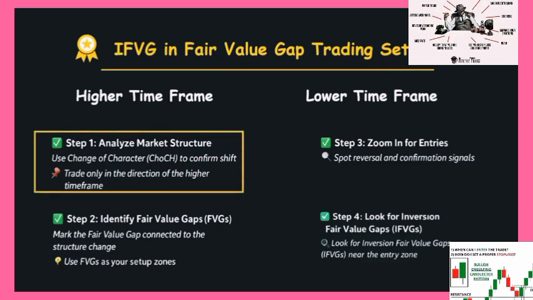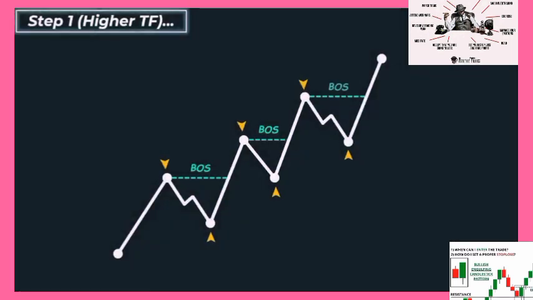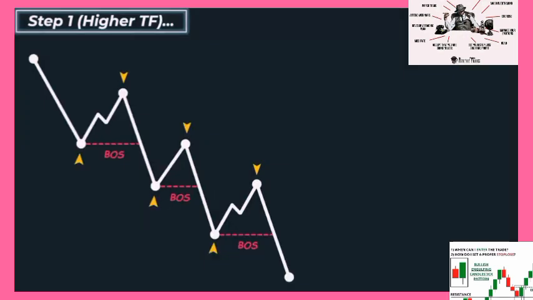The very first step is to analyze market structure on the higher time frame and determine whether price is in a strong uptrend or downtrend. To confirm a strong uptrend, you need to see at least 3 consecutive bullish BOSs. On the other hand, to confirm a strong downtrend, price must form 3 consecutive bearish BOSs. Once you've identified that, the next thing to look for is a higher time frame change of character.